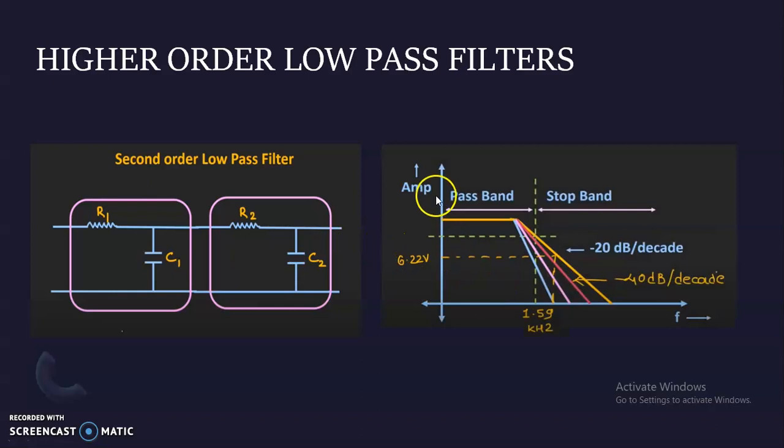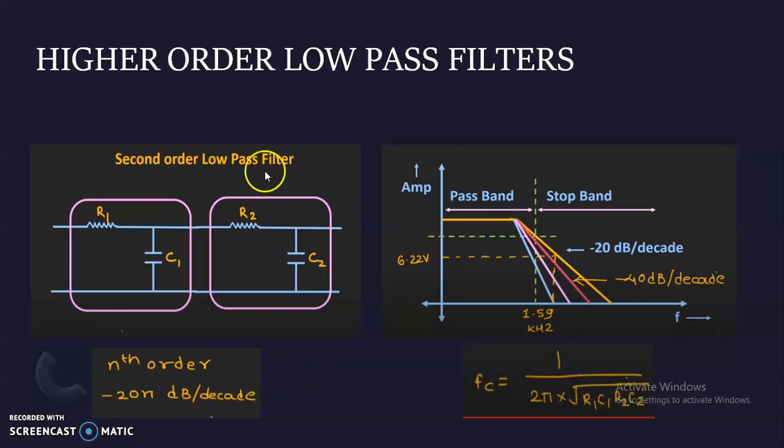Now coming to the frequency response curve. These colored lines actually indicate how the roll-off will become steeper and steeper as we keep increasing the order of the low pass filter. So for a second order low pass filter, the roll-off will be minus 40 decibels per decade. Now we can generalize this by saying that for an nth order low pass filter, the roll-off will be minus 20 into n decibels per decade.